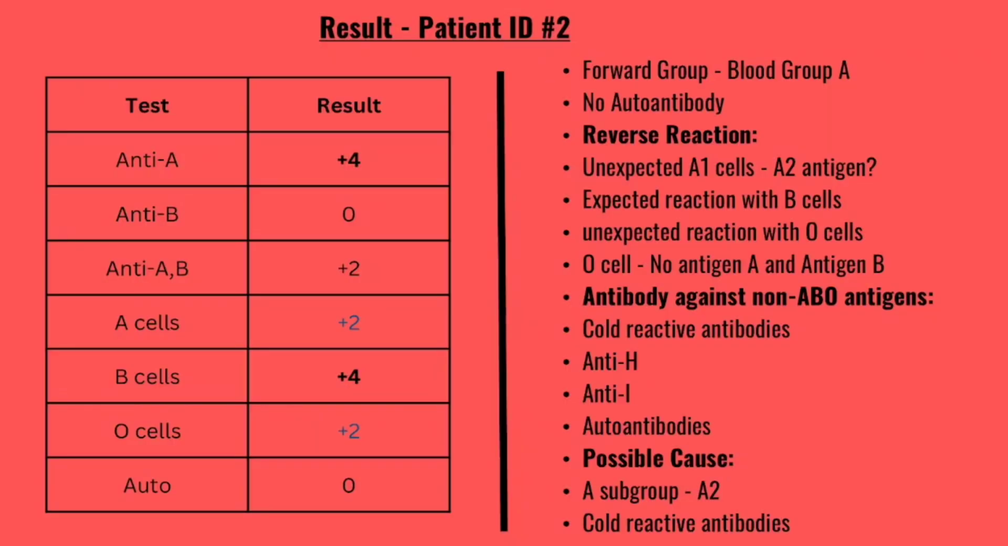Okay, now let's look at this. If you look at this patient 2, you will see that there is an obvious thing here. I had already put it on the table just to recap what we have seen on the previous slide. We already know that there's a strong reaction here. You can see +4 on anti-A, then you can see +4 on the B cell. This obviously confirms that this patient is blood group A.